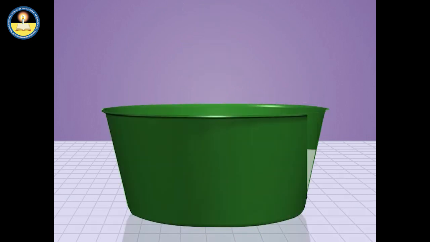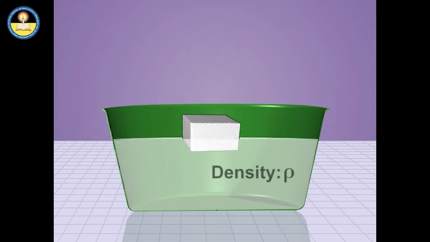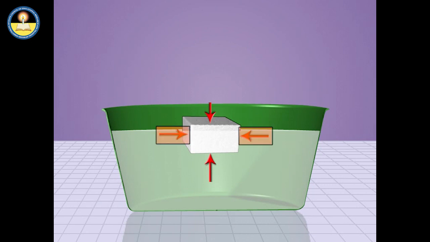Let us take a cubical block. When it is immersed in a fluid of density ρ, the surrounding liquid exerts normal forces on all of its faces. Clearly, the horizontal forces being equal and opposite cancel out each other. But the vertical forces acting on the top face and the bottom face of the object are not the same.